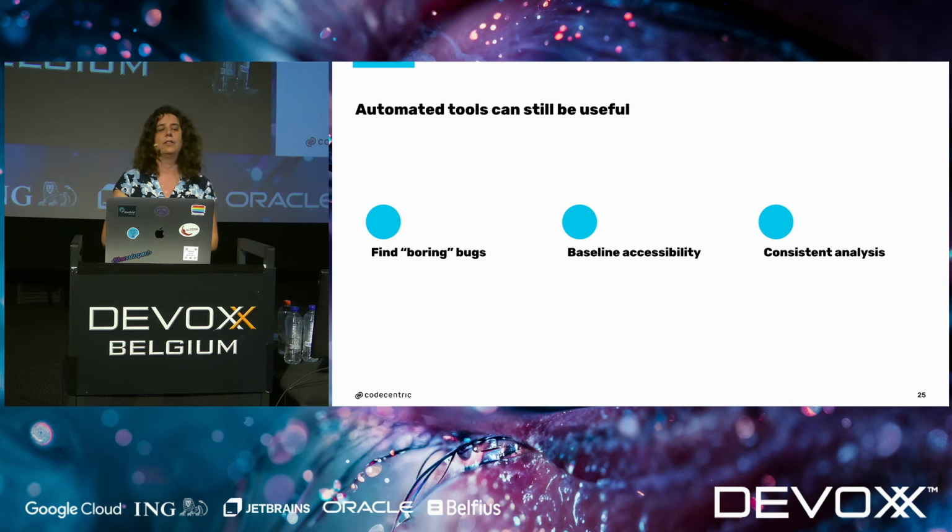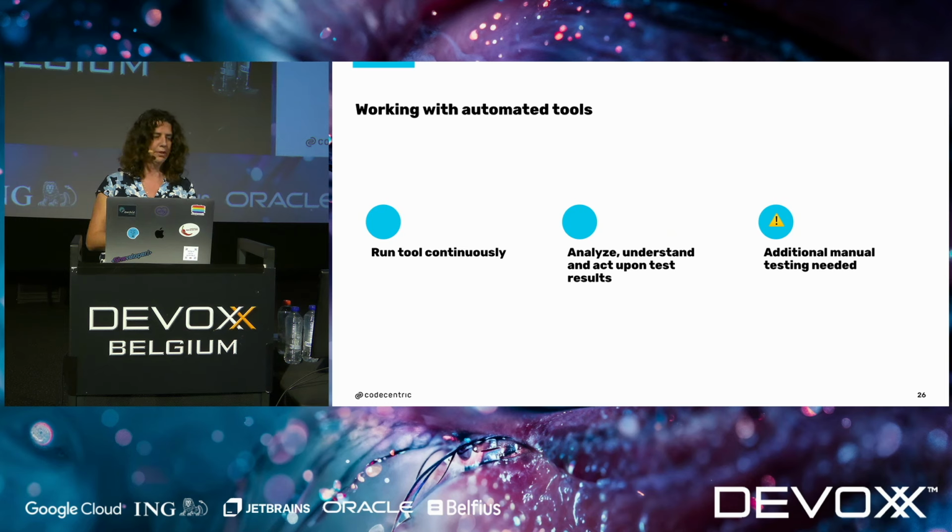Nevertheless, automated tools are useful because they find these boring things like, okay, I forgot to put this attribute, thank you, tool. And this way they provide a baseline accessibility. And also, of course, their analysis of accessibility is more consistent than that of a human tester. If you want to use such a tool, it only makes sense to run it continuously, so put it in your pipeline somehow. And you also have to do something with the results. So it doesn't free you from concerning yourselves with accessibility. Especially not since you also need to do additional manual testing.